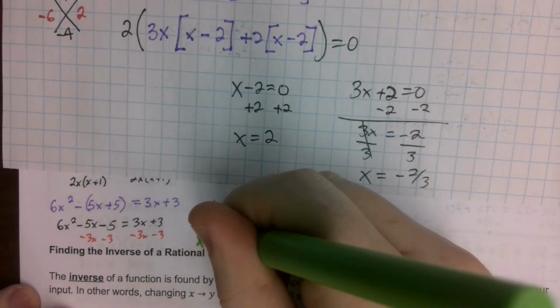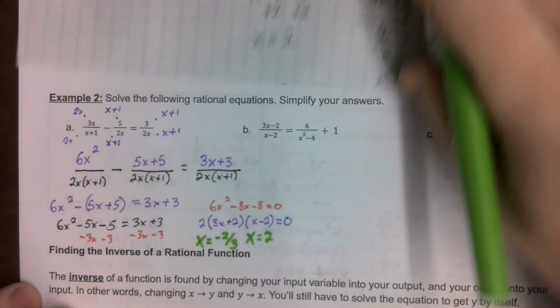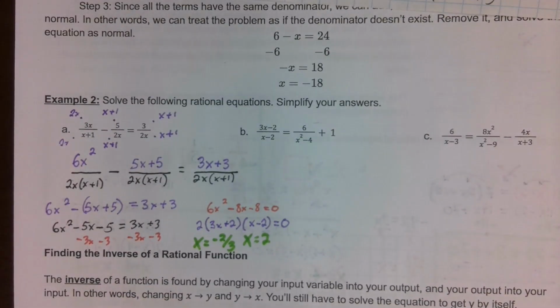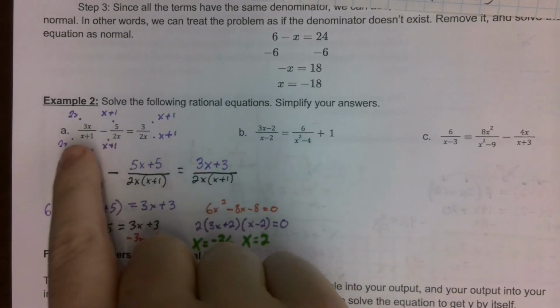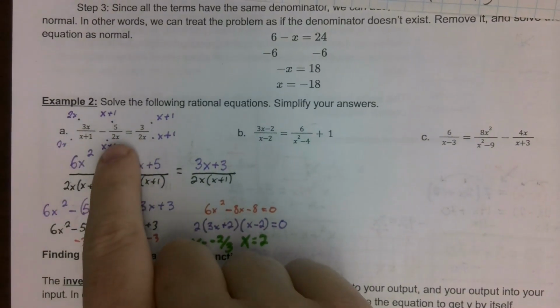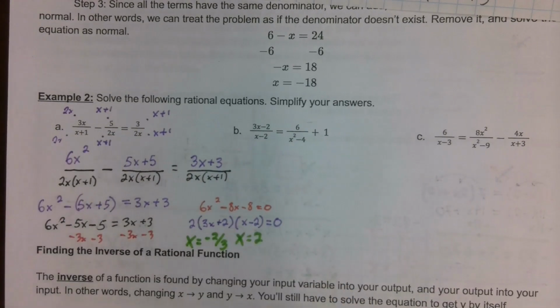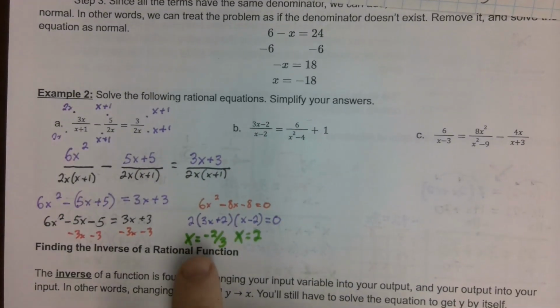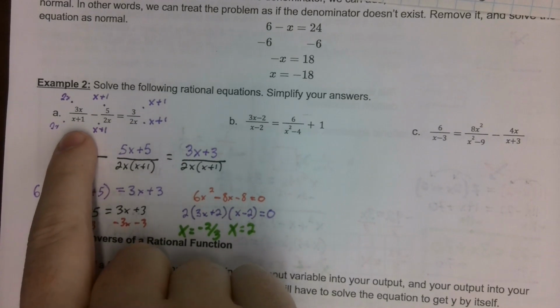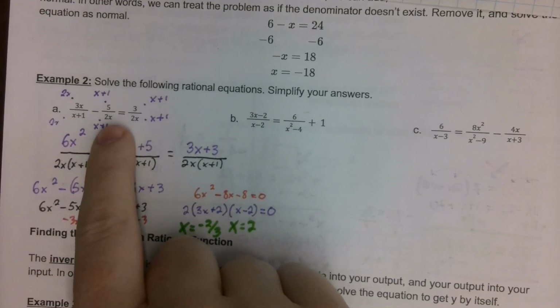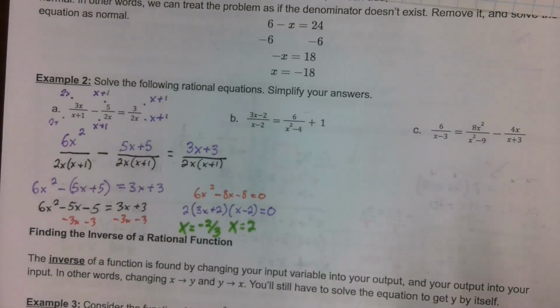Are any of these extraneous? Let's check our denominators. If I plugged in 2 for x plus 1, that'd be 3, so that's fine. If I plugged in here, it'd be 4, so that's fine. Negative 2/3 plus 1 is 1/3, so that's fine. Negative 2/3 times 2 is negative 4/3. So none of these result in our denominators being 0. Therefore, these are just our two answers for x.